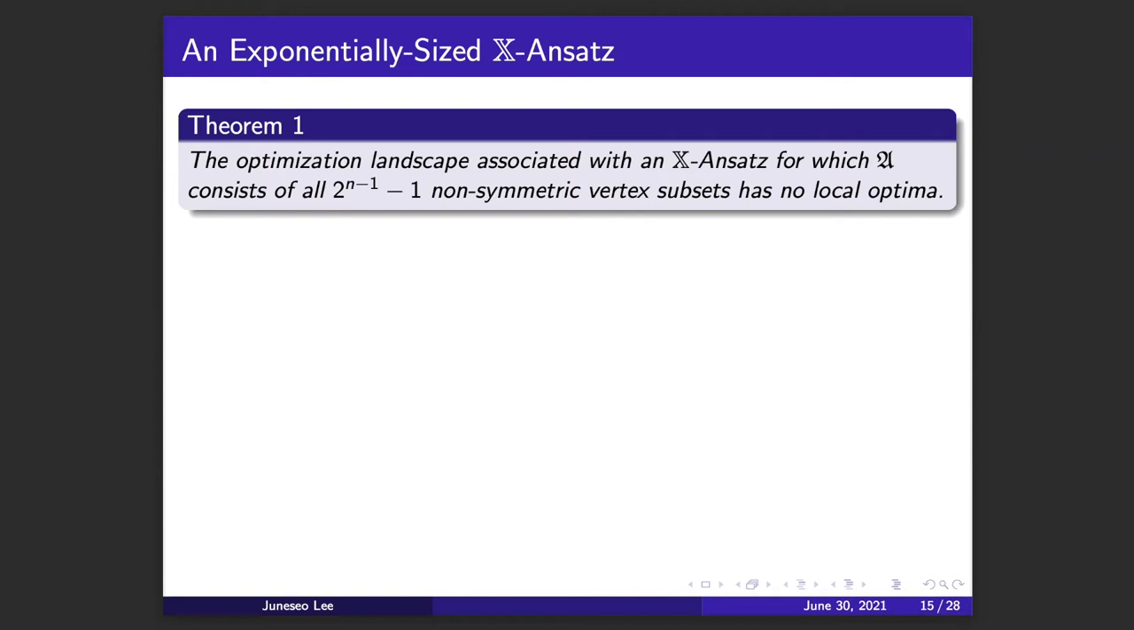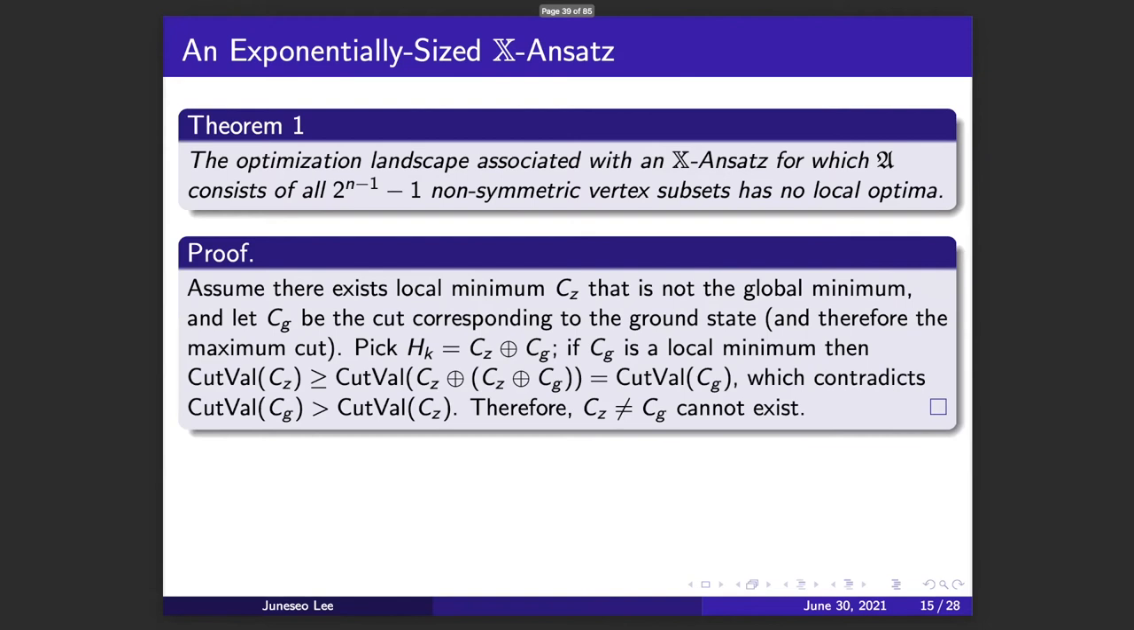I think one of the cool things about this theorem is that the proof is actually pretty simple. So I'm going to go through the case for local minima, since the case for local maxima is equivalent. And also I mentioned before that for a problem like MaxCut, local maxima is sort of irrelevant. So by lemma 1, we already know that the only possible local optima correspond to eigenstates of HB.